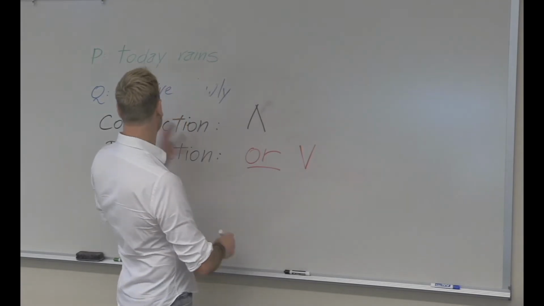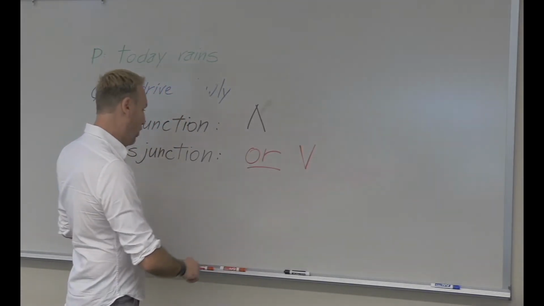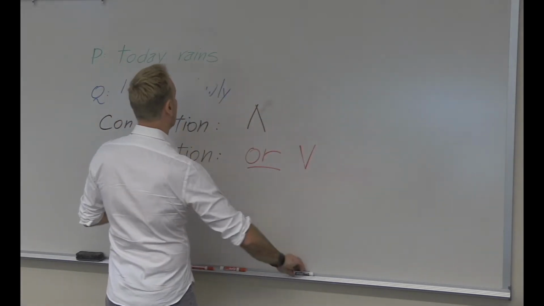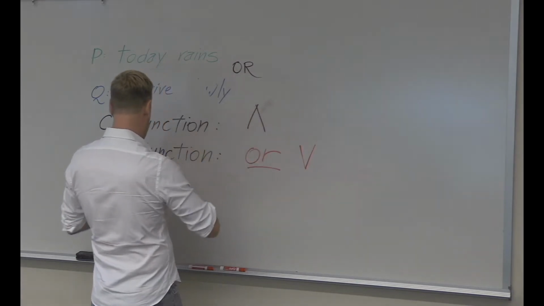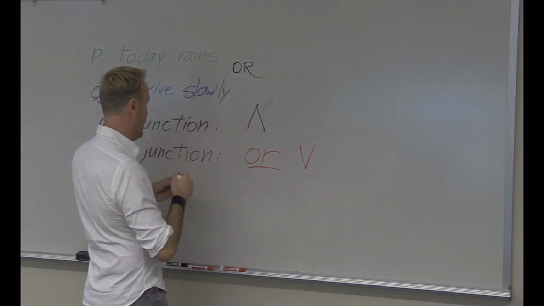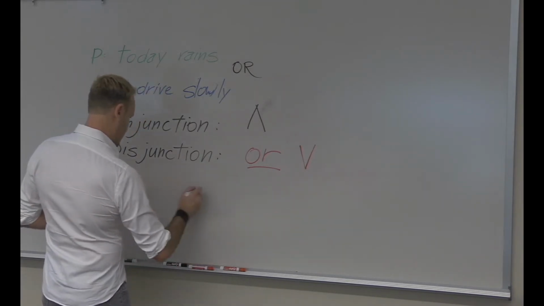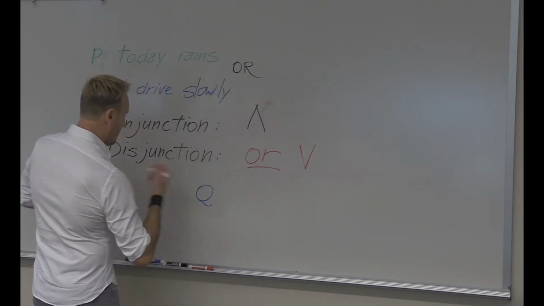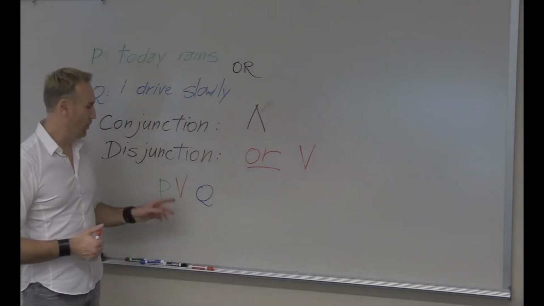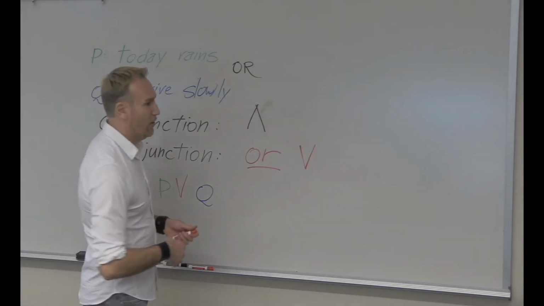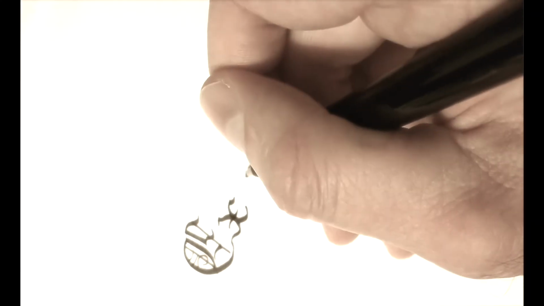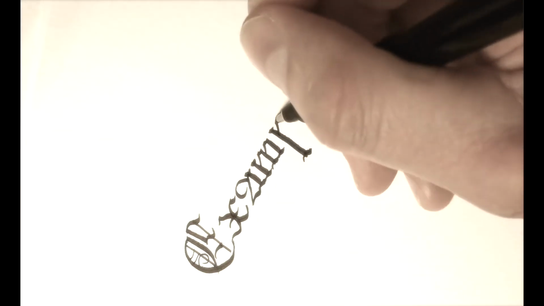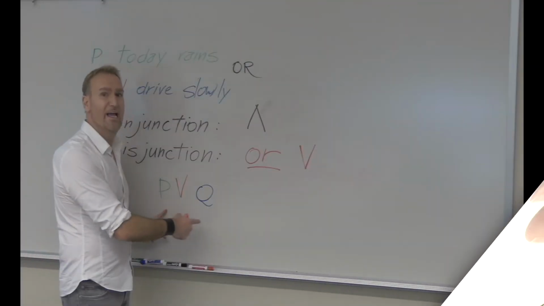So for instance, if you want to say, today rains, or, let me use a different color here, today rains, or I drive slowly, I would now write P wedge, or reverse caret, Q. So P or Q. Now, those are statements that are pretty basic, and one of the things that we want to keep in mind is that we need to figure out a way to demonstrate whether this is true, also on the premise that independently P and Q are true.